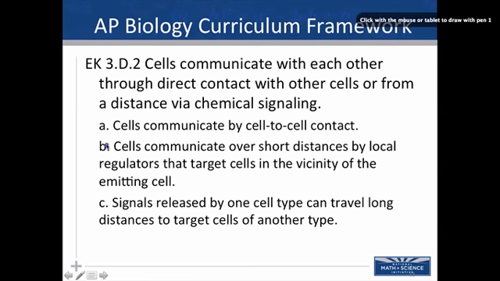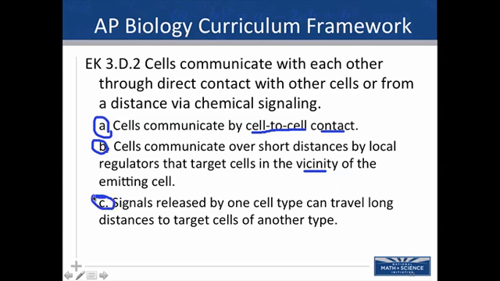If we start here with A, we need to know that cells communicate cell to cell by direct contact. So that's one way you need to listen for and be able to give an example of how cells communicate by touching. There's also short distance communication, typically involving a local regulator that has target cells right in that same area where the cell that is doing the secreting is located.